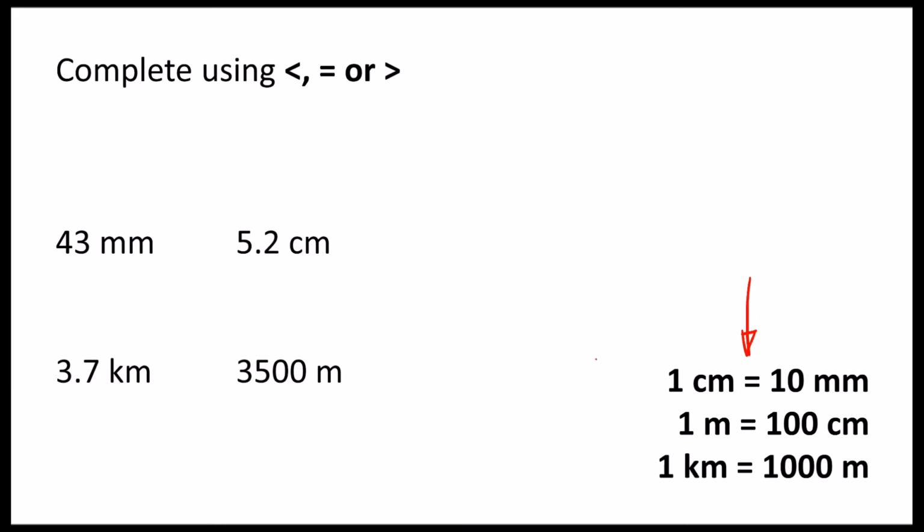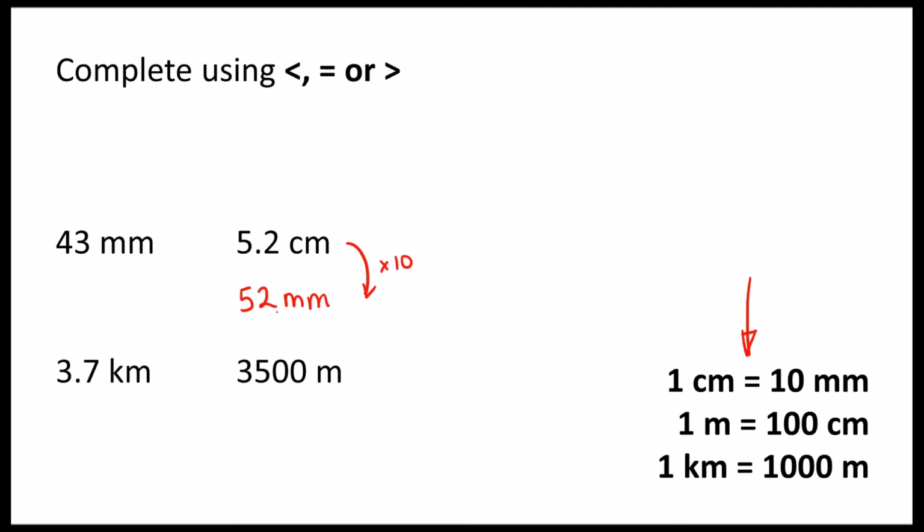Firstly, that 1 centimetre is equal to 10 millimetres. Also, that 1 metre is equal to 100 centimetres. And lastly, 1 kilometre is equal to 1,000 metres. We can use these to help us change our values into an equivalent unit and therefore compare our answers. In my first example, I can use my first fact, that is 1 centimetre being equal to 10 millimetres, to convert 5.2 centimetres into millimetres. So therefore I need to times by 10, because 1 centimetre is 10 millimetres. 5.2 times by 10 gives me 52 millimetres.